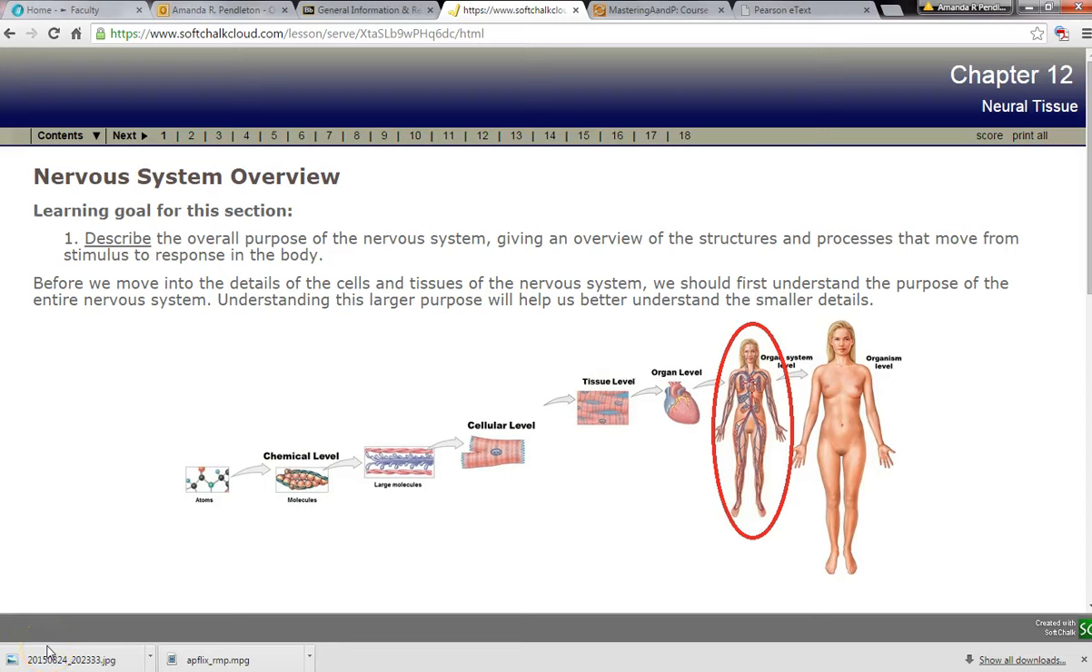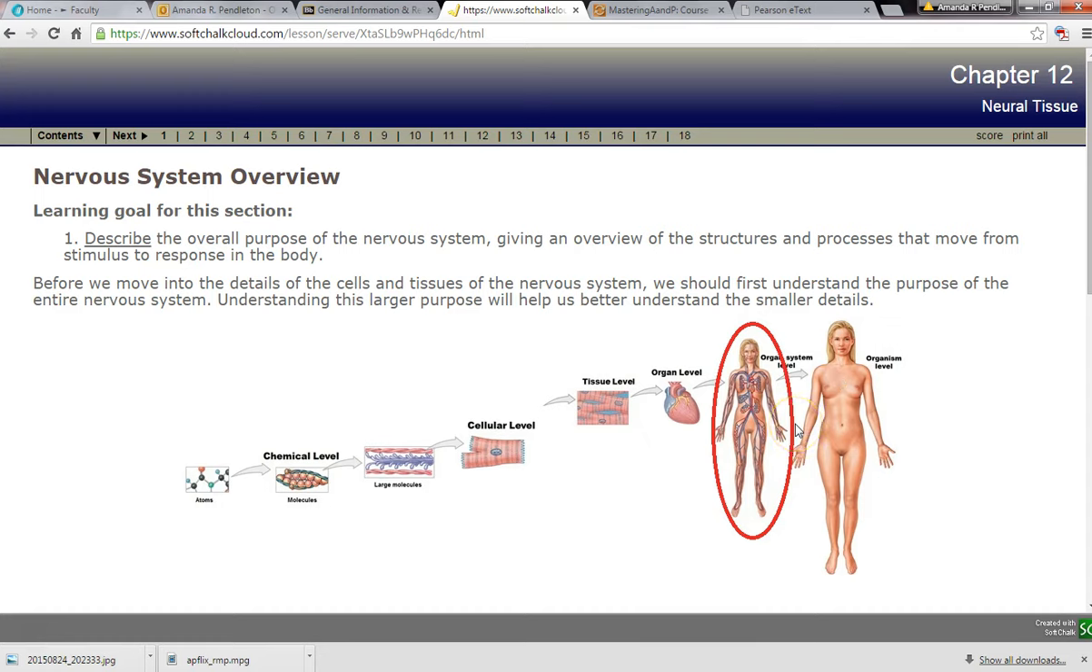Okay, so now we're going to begin our discussion of the nervous system. You may remember from Chapter 1 how we talked about these different levels of organization. We began with atoms, moved into molecules, cells, tissues, organ systems. There were 11 of them. And then all of those organ systems worked together to give us the entire organism.